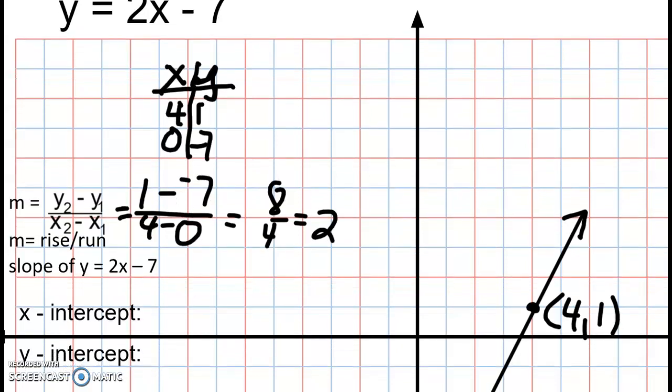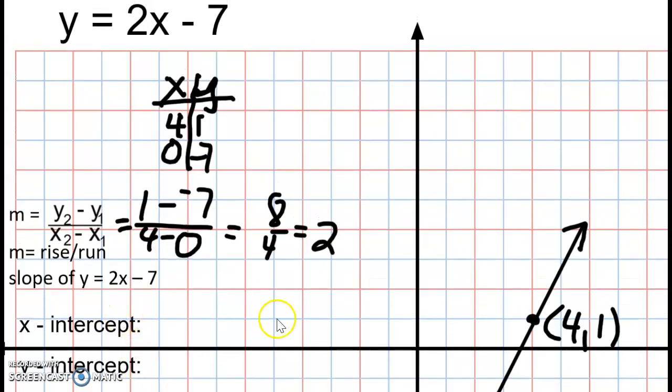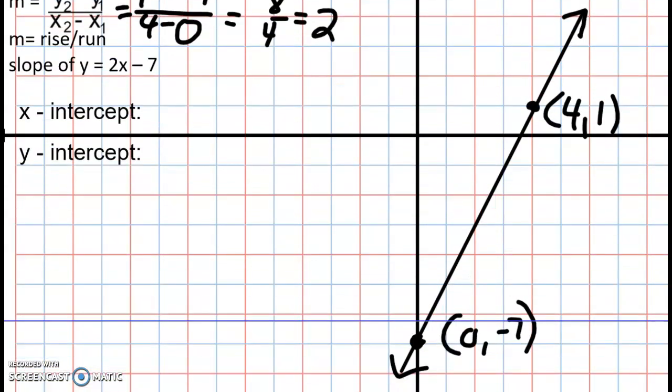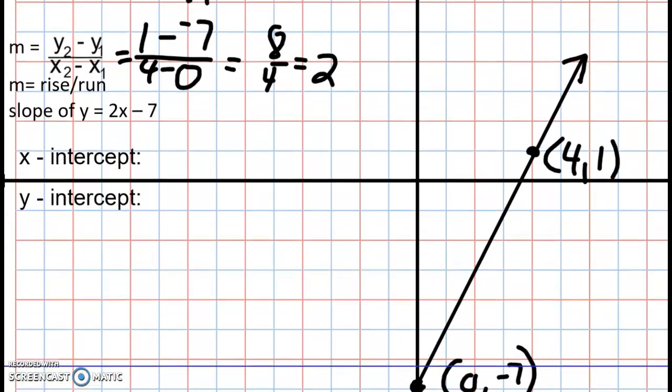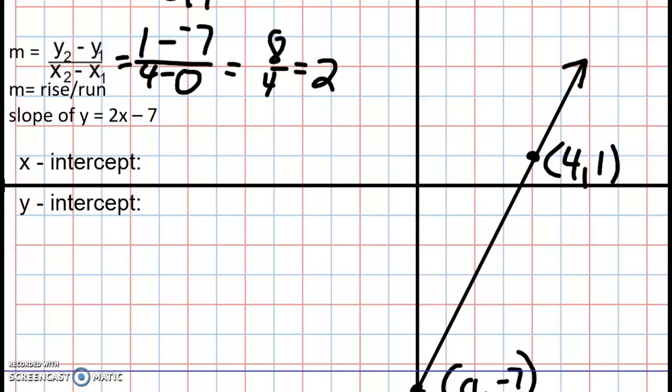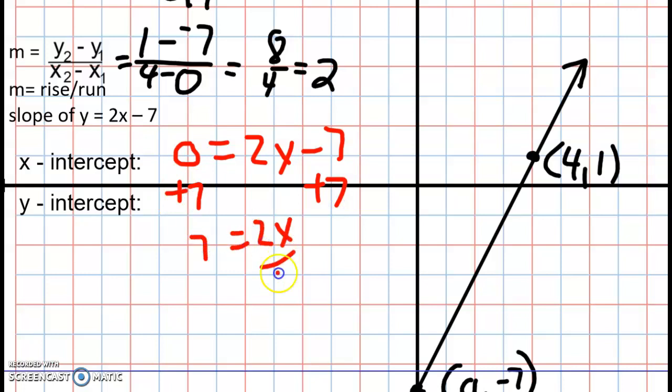The x-intercept and the y-intercept are 2 points. Where I cross the x-axis, that's the x-intercept. Where I cross the y-axis is called the y-intercept. And to get them, you simply put 0 in for the appropriate coordinate. To find the x-intercept, I would want to put 0 in for y. So where does 0 equal 2x minus 7? I would add 7 to both sides and divide by 2.